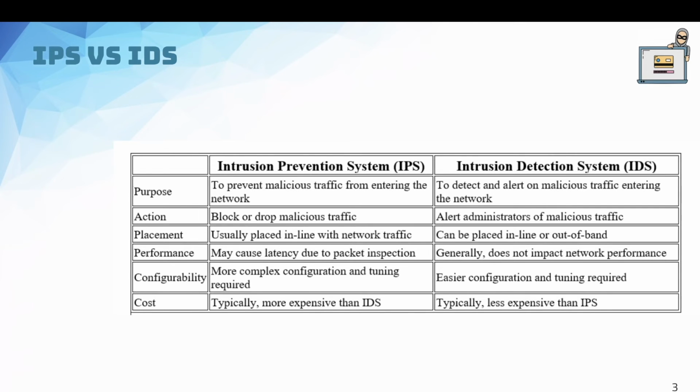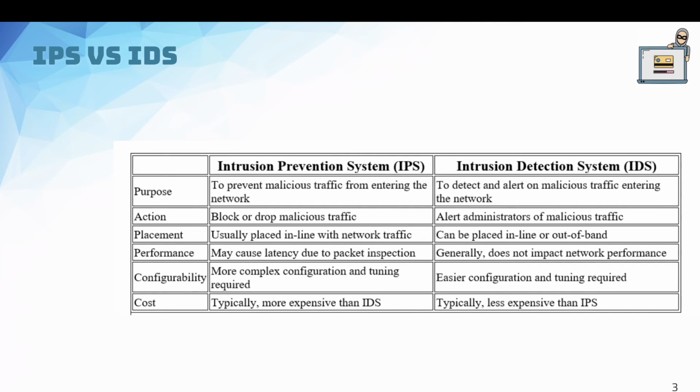As you can see, IPS systems are actually going to block or drop malicious traffic, whereas with the IDS, the biggest action that it will take is put out an alert. When it comes to placement, you usually place your IPS systems in line with your network traffic, meaning that it goes through your IPS systems, because then if your IPS detects something, it can block it. Your IDS systems can either be inline or out of band.